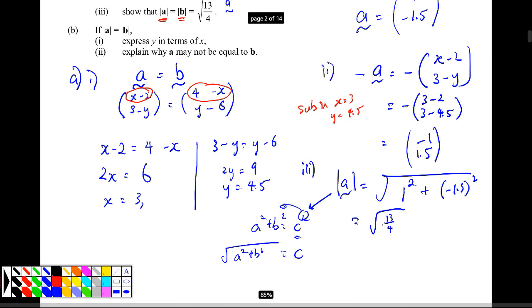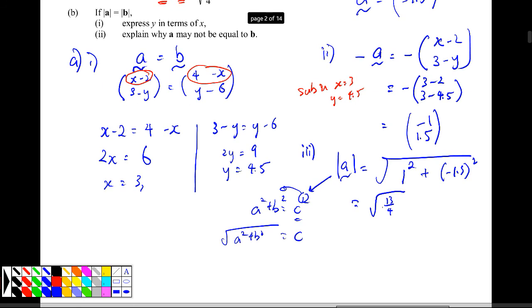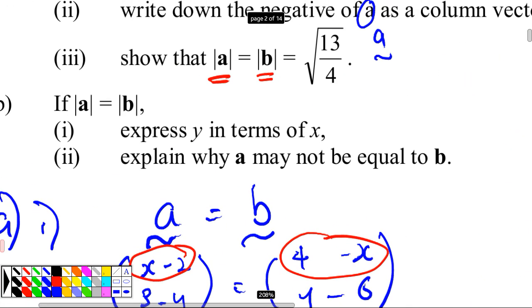So part 3 is done? Can I go to part B? Part B, part 1. Now, if magnitude A equals magnitude B, express y in terms of x. Now let's try. What is magnitude A? Square root 13 over 4. See, this one is square root 13 over 4.